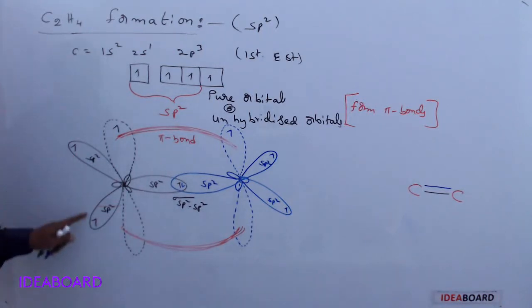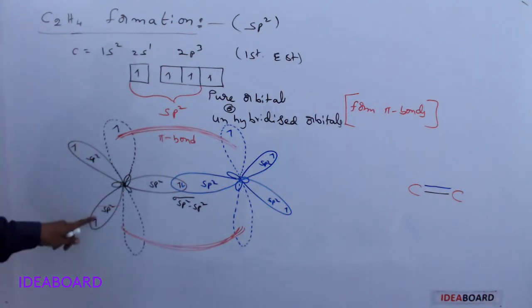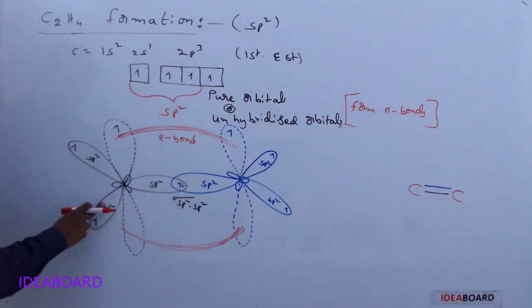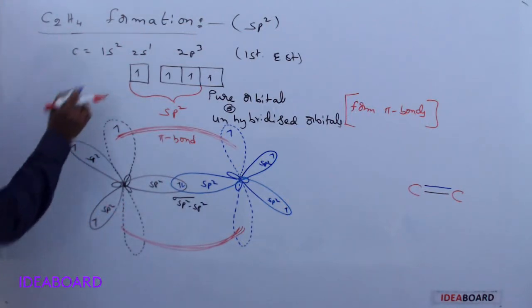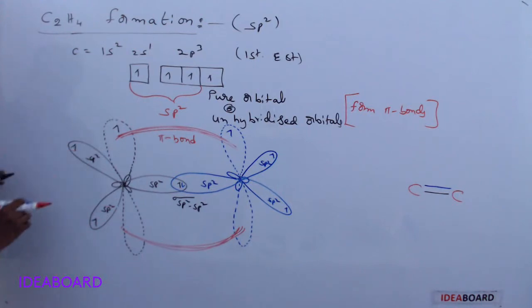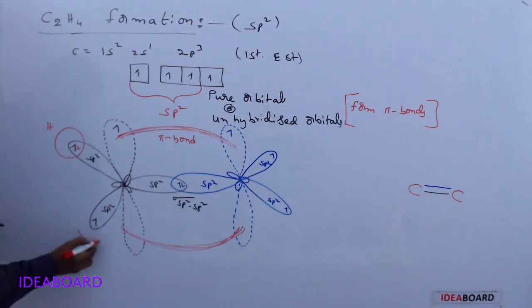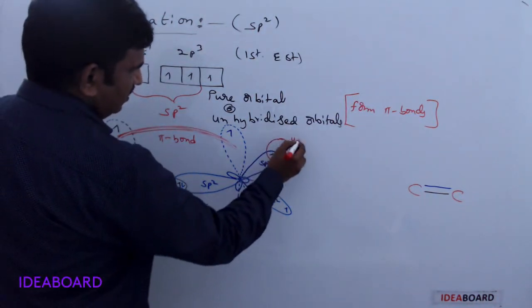What about the remaining hybrid orbitals? What will they do? Here we have 4 hydrogens. How many hybrid orbitals remain? 1, 2, 3, 4. So we have these 4 hybrid orbitals, and those hybrid orbitals will mix with the hydrogen atoms. Here this is mixing with a hydrogen, here also with another hydrogen, and here it is mixing with another hydrogen.